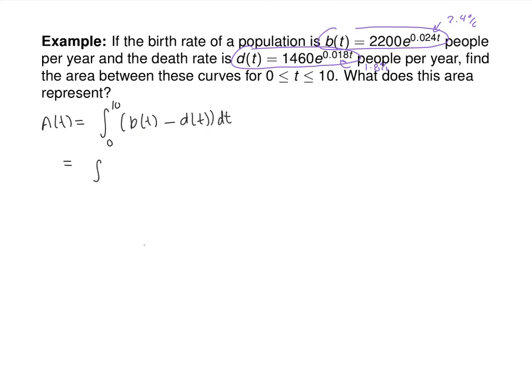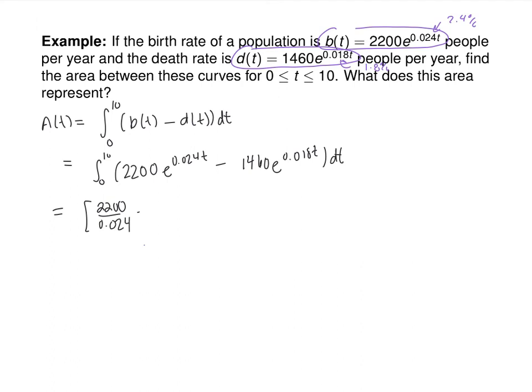So that's the integral from 0 to 10 of 2,200 e to the 0.024t minus 1460 e to the 0.018t. And now anti-differentiate, and we'll have 2,200 over 0.024 e to the 0.024t minus 1460 over 0.018 e to the 0.018t, evaluated from 0 to 10.